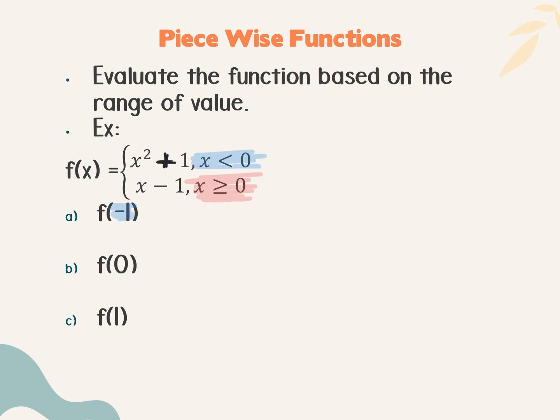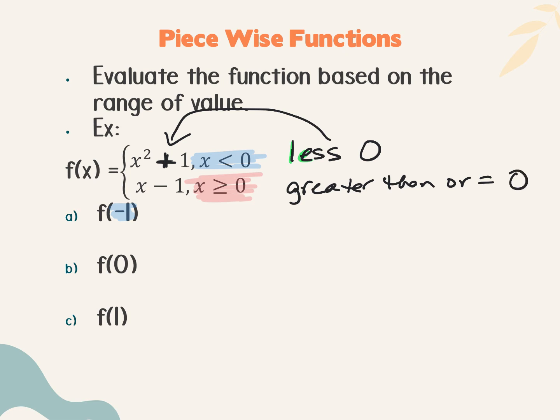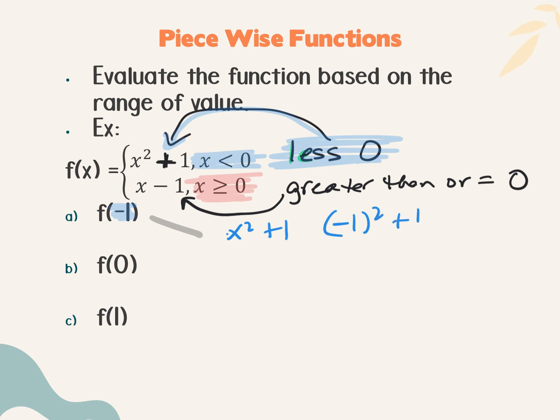So when my number in the parentheses is going to be less than 0, I'm going to use this equation. When my number in the parentheses is greater than or equal to 0, I'm going to use this function. In the parentheses, I have a negative 1. I can see that negative 1 is less than 0. So the function I'm going to plug negative 1 into is x squared plus 1. So negative 1 squared plus 1 gives me 1 plus 1, which gives me 2. So the answer to this one is negative 1, comma 2.